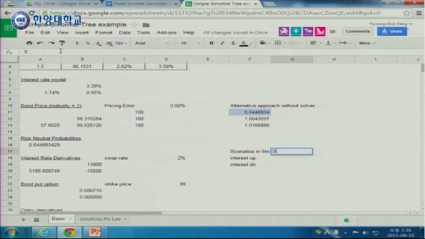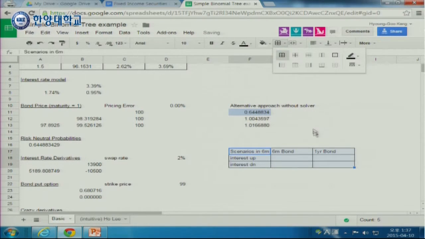Okay, short-term bond and long-term bond. Six months later, the short-term bond is a 6 months bond. Let's be specific. A 6 months bond means maturing in 6 months, and the long-term bond is a 1 year bond. This is a very important part, so please keep focus.